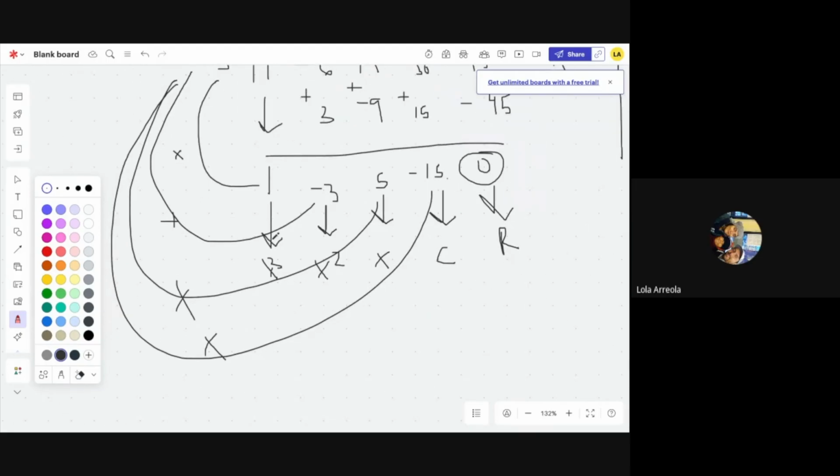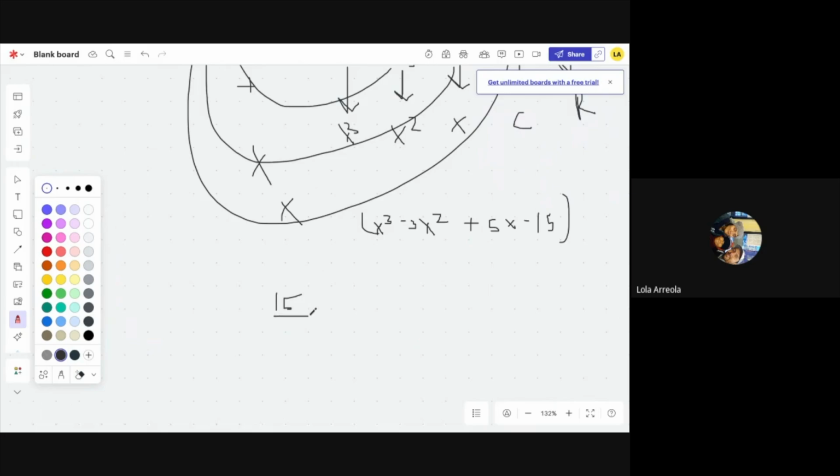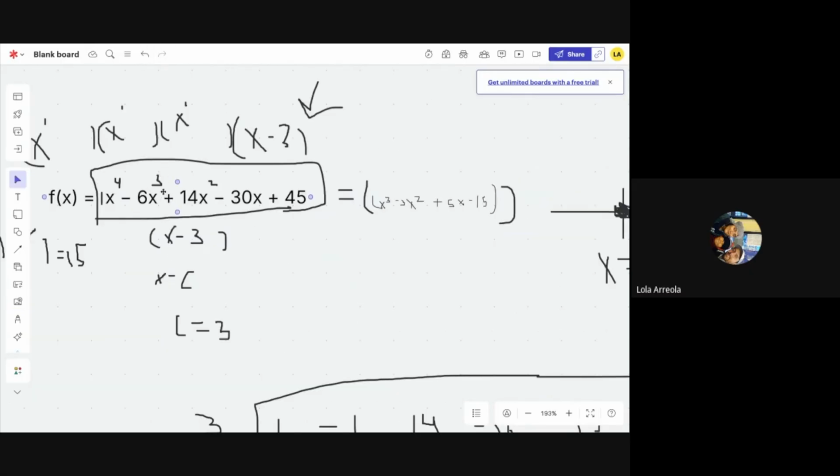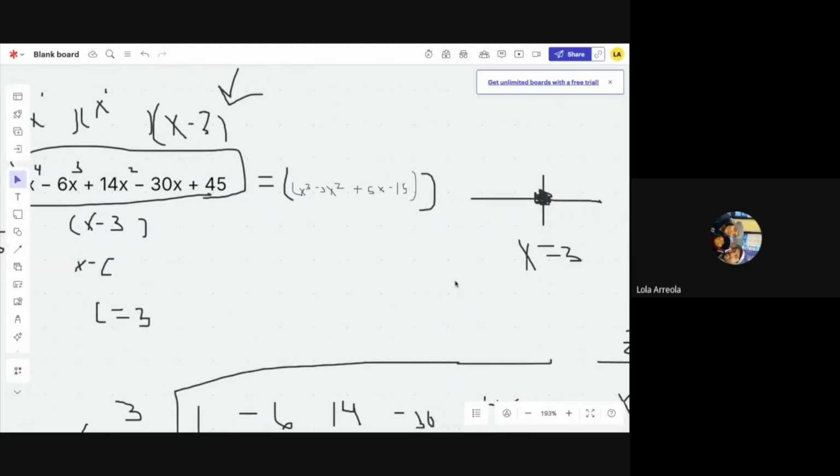So I have 1x cubed minus 3x squared plus 5x minus 15. And what I've done is I've found the other factor. What I did was 15 divided by 3, and right now, all I did was solve for 5. I've solved for the other factor. X to the 4th minus 6x cubed plus 14x squared minus 30x plus 45 divided by x minus 3 is equal to x cubed minus 3x squared plus 5x minus 15.